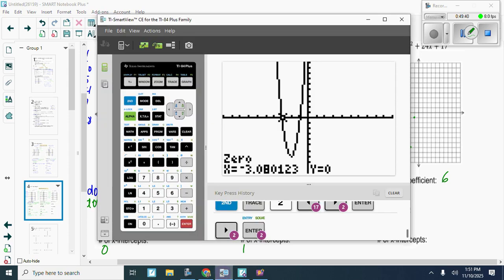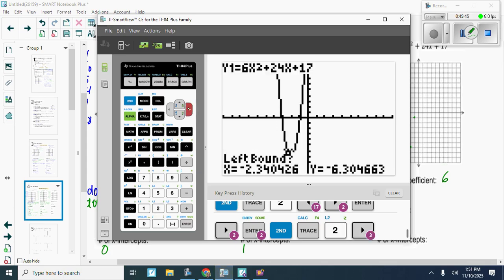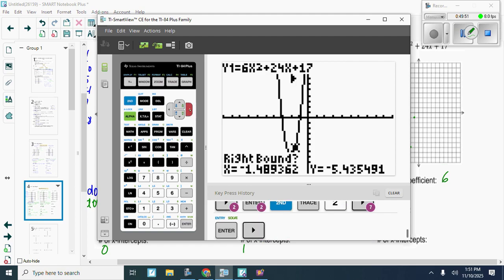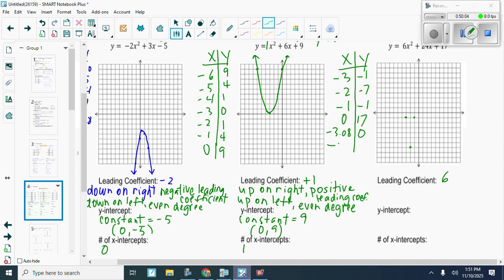I'm going to do that again, second trace, 0. Now I have to do the second one. So I'm going to go a little bit to the left of it, that looks good, a little bit to the right. That looks good. It zeroes in on it and tells me the x-intercept is at -0.92, rounded to 2 decimals. We have another one. So we need to make sure that we have x-intercepts.